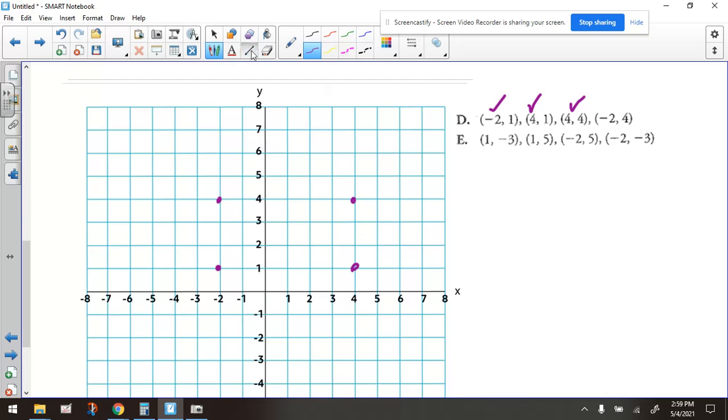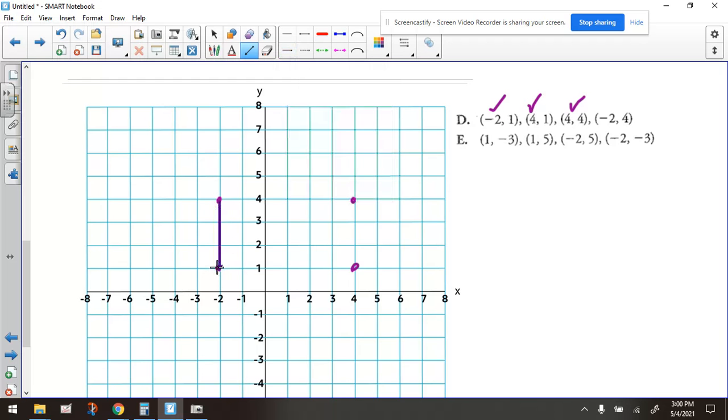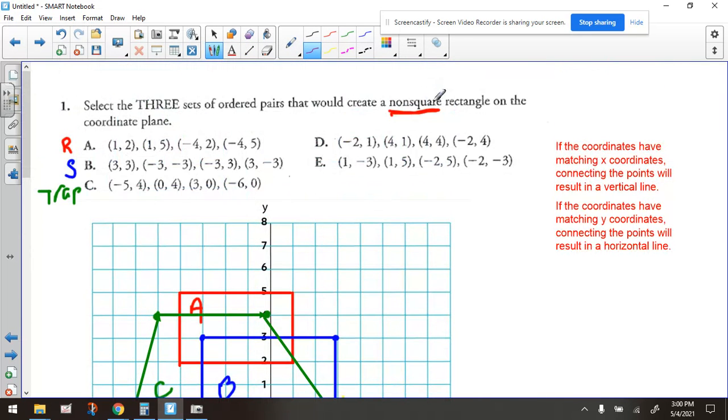All right, and if we start to connect the points, and let's see if I can find purple in our lineup here. You can see that that does form a rectangle. So this was letter choice D, and that's probably going to be one of the ones that we pick, right? Because it is a rectangle. It's not what we call a non-square.